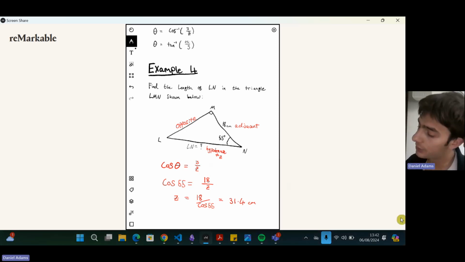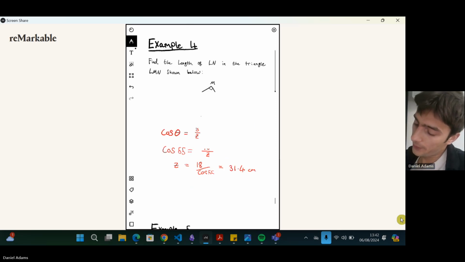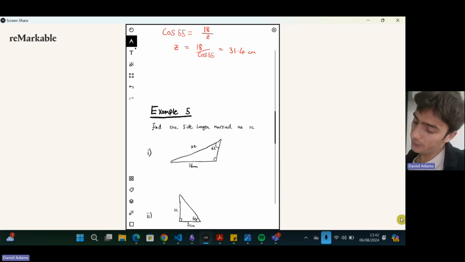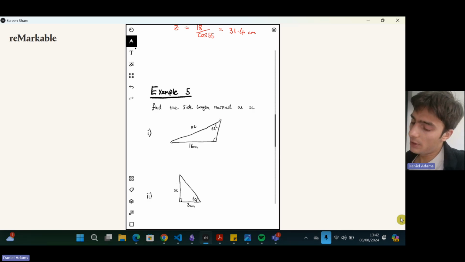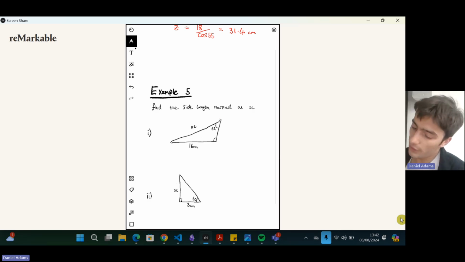Okay, so here we used our sine, cos, and tangent. Well, we actually just use the cosine function to find a side of a triangle given an angle and another side. Now we're gonna do a similar thing in this next example.